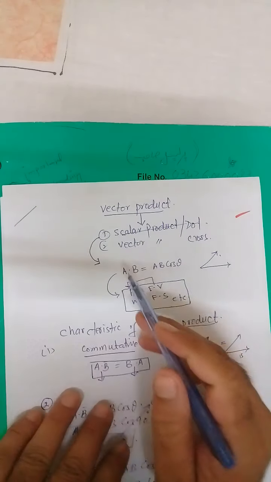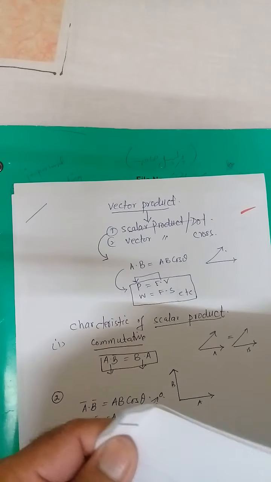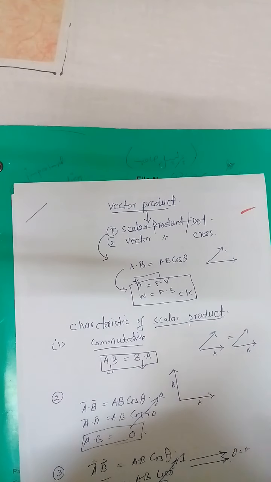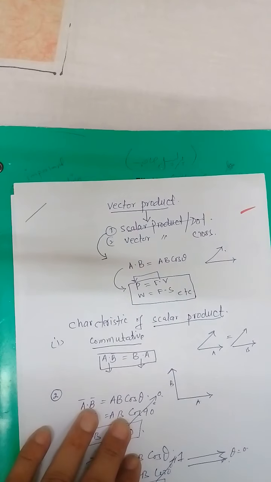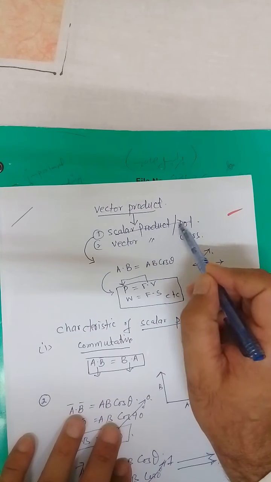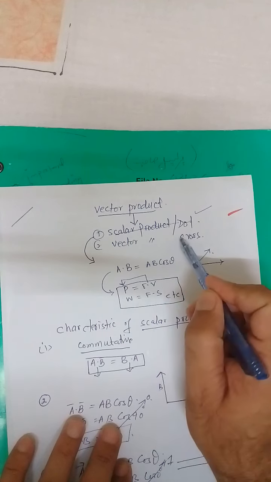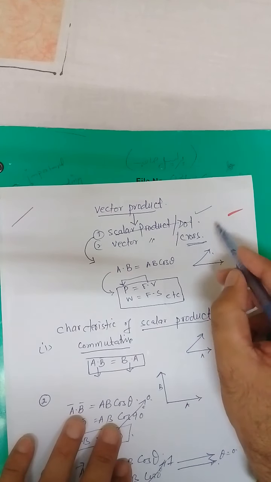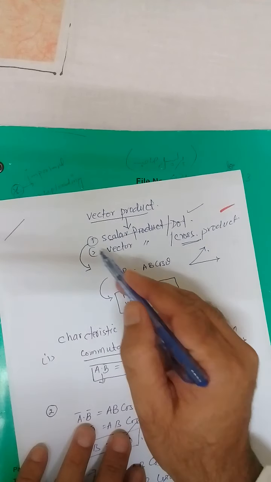Dear student, the topic we discussed before was product of vector. Then there were two types of product of vector. One was scalar product or dot product, and the other was vector or cross product. Then we discussed the scalar product.